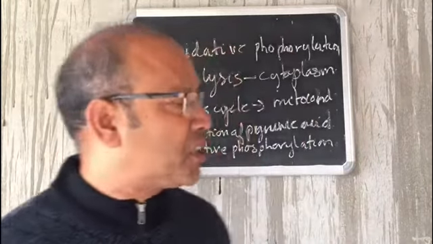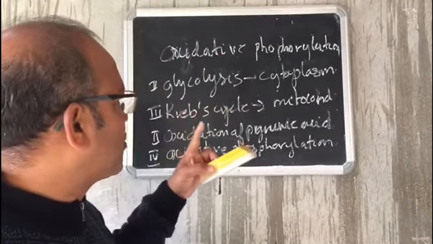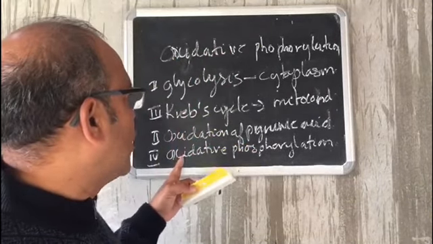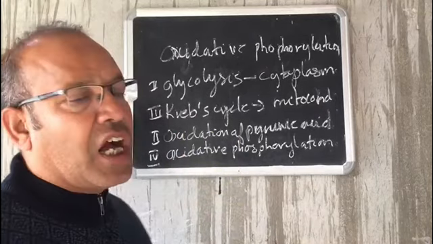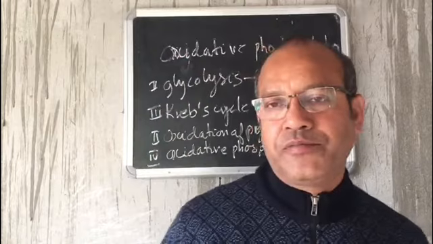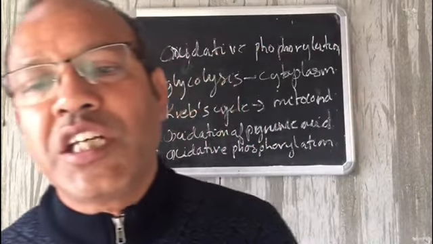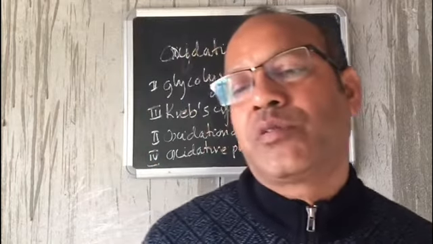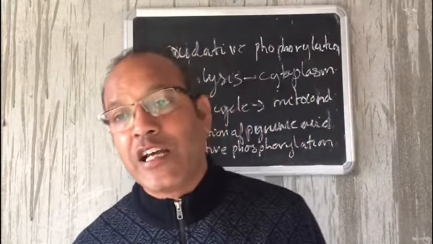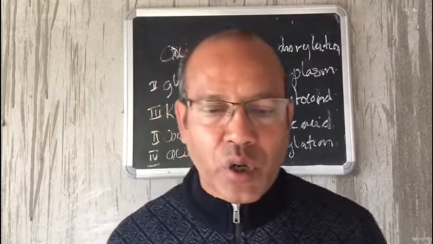So all these processes are responsible for production of ATP. Glycolysis produces a small amount. Krebs cycle and oxidative phosphorylation are the major ones which produce a large amount of ATP. From 1 mole of glucose, around 38 moles of ATP is produced. And the entire process, besides glycolysis, takes place in the presence of oxygen.